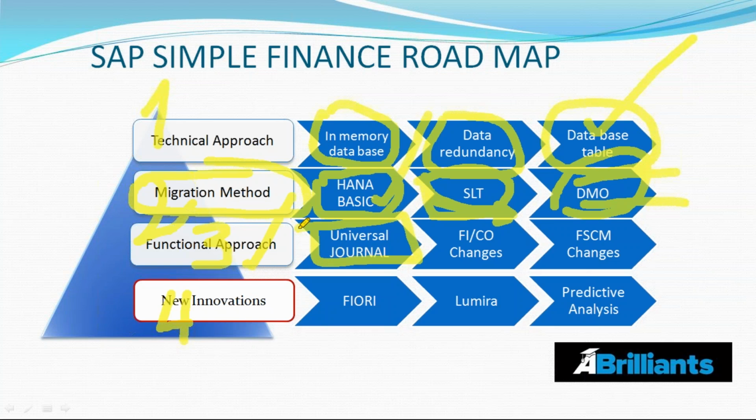It gives us the possibility of a universal journal approach, which, unlike the previous version, where we do have a journal for FI, we do have that for CO, we do have that for other submodules. But with this one, we have a universal journal, which receives and is going to elaborate on all the changes we have with FI and CO changes. It is going to elaborate on the FSCM changes as well.